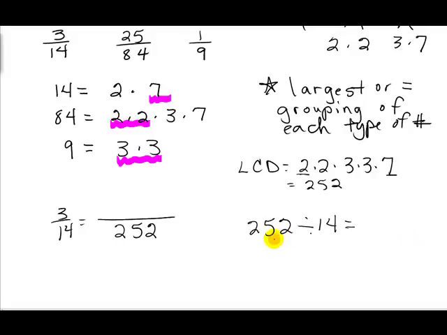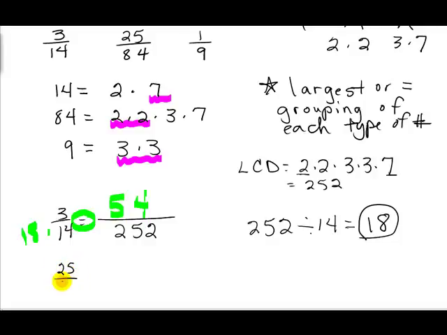So I broke out my calculator and I did the division and I did get 18. So what that means is I'm going to multiply this by 18, the top and the bottom. So this gives me 252, and then 3 times 18 will give me 54. So now these two fractions are equal. They are equivalent. Now let's take 25 over 84 and do the same thing.